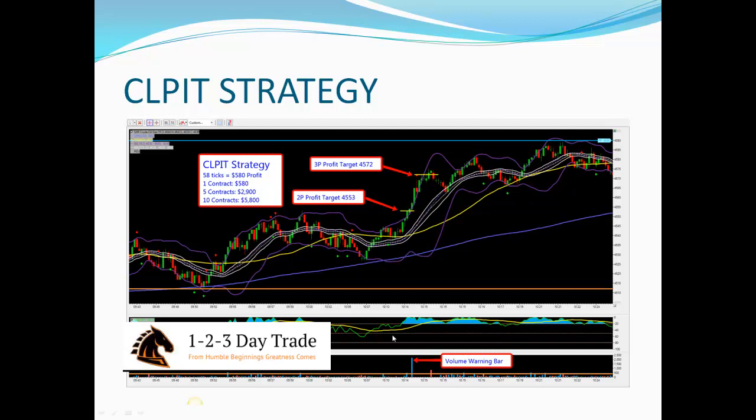And you can see I marked the volume warning bar here to let you know that this is usually an announcement that maybe the movement is done going up or down, depending upon which way you're making a trade. The blue bar volume is announcing, hey, wait a minute, this might be over.